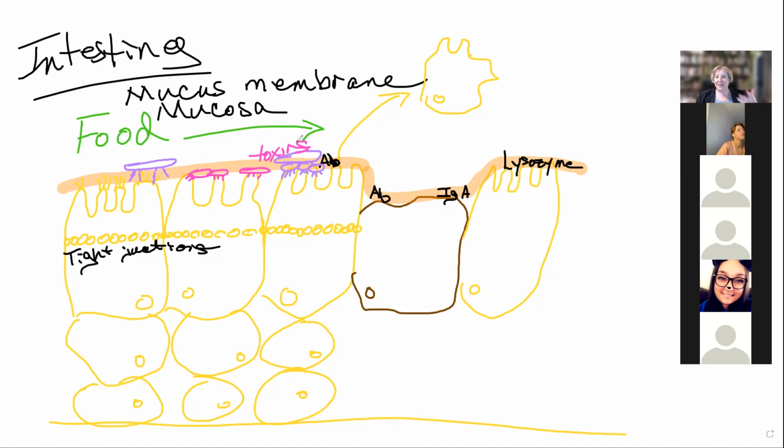All right, so that would be considered microbial barriers.